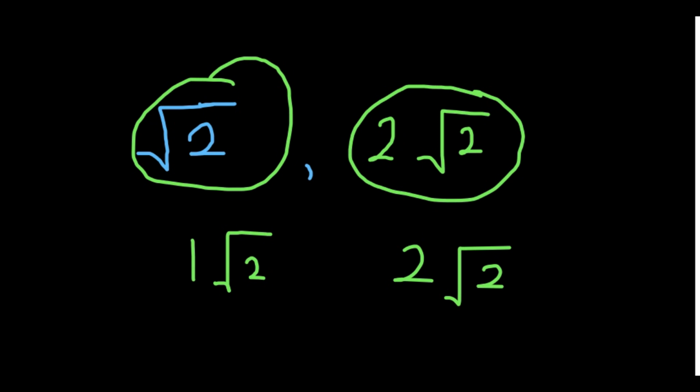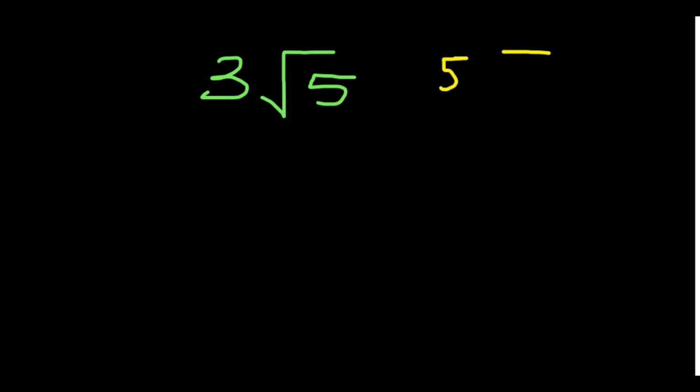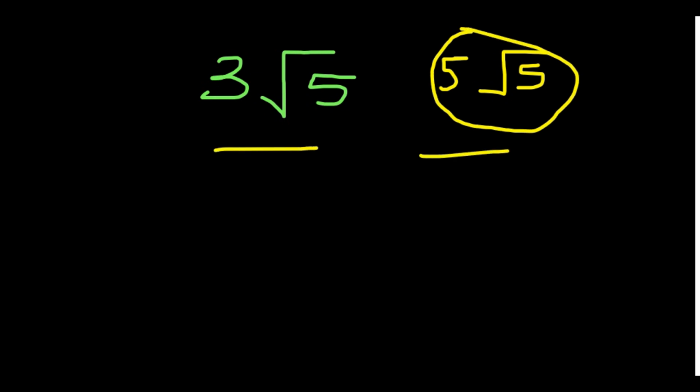Similarly, we can also have 3 square root of 5 and also 5 square root of 5. So in this case we are having 3 and square root of 5, also 5 and square root of 5. So both here are also having the same radical, which means the same like terms.